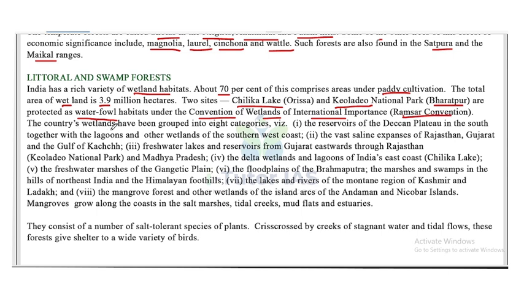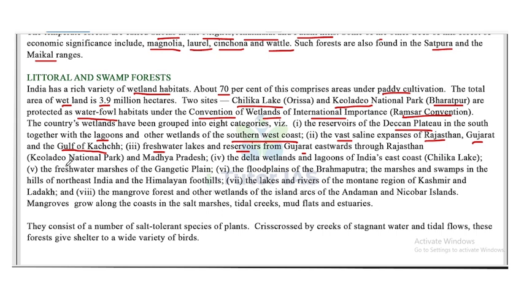The country's wetlands have been grouped into 8 categories. First, the reservoirs of the Deccan Plateau in the south together with the lagoons and other wetlands of the southern west coast. Second one, the vast saline expanses of Rajasthan, Gujarat, and the Gulf of Kutch region. Third one, freshwater lakes and reservoirs from Gujarat eastward through Rajasthan.